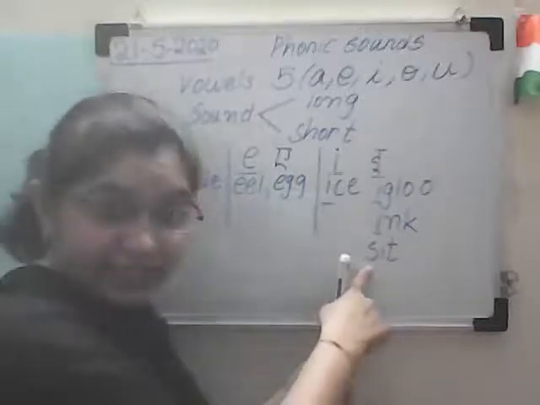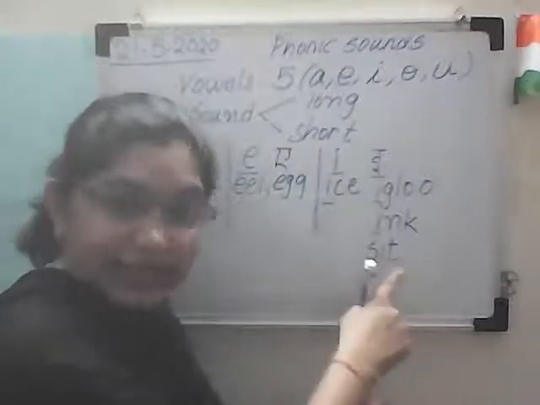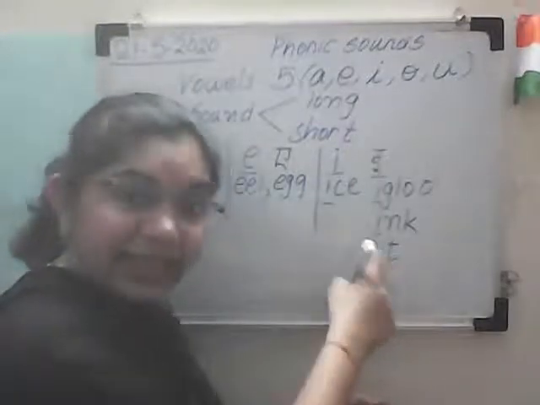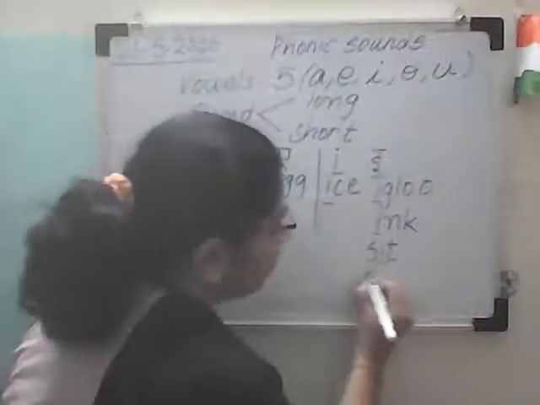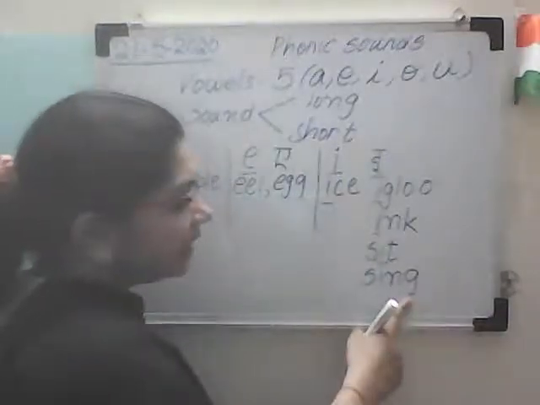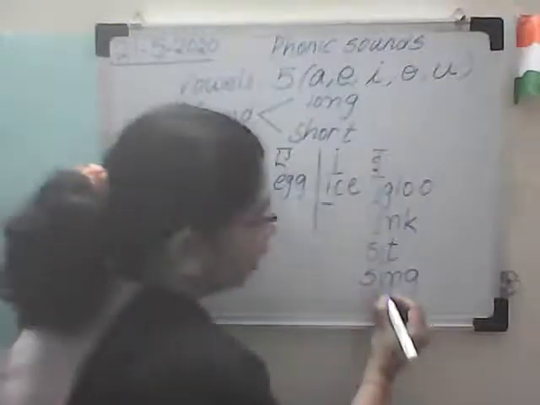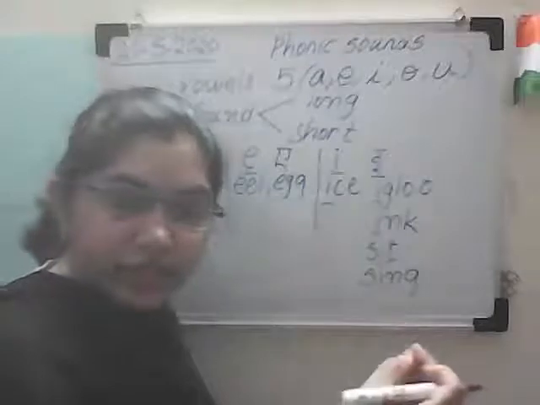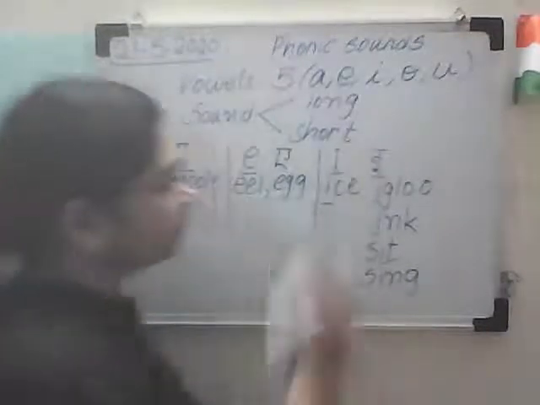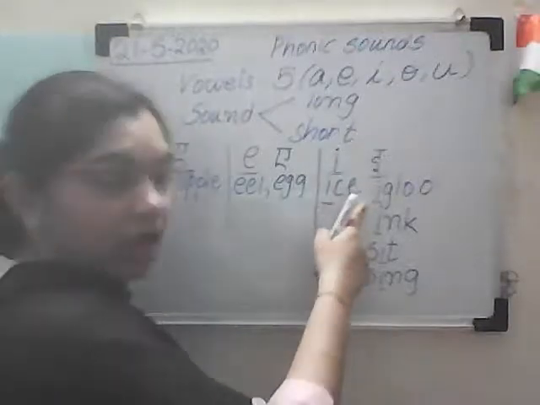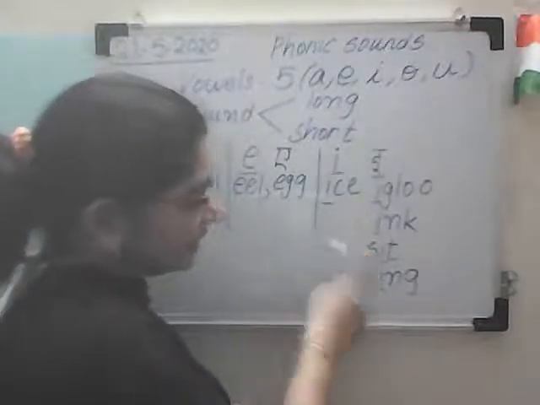Sit. Sound for S is S, and for I it is E, and this is T. Sit. Sing. S for S, and I is E. ING is ing. So S plus ing is sing. So I sounds as E in igloo, ink, sit, and sing.